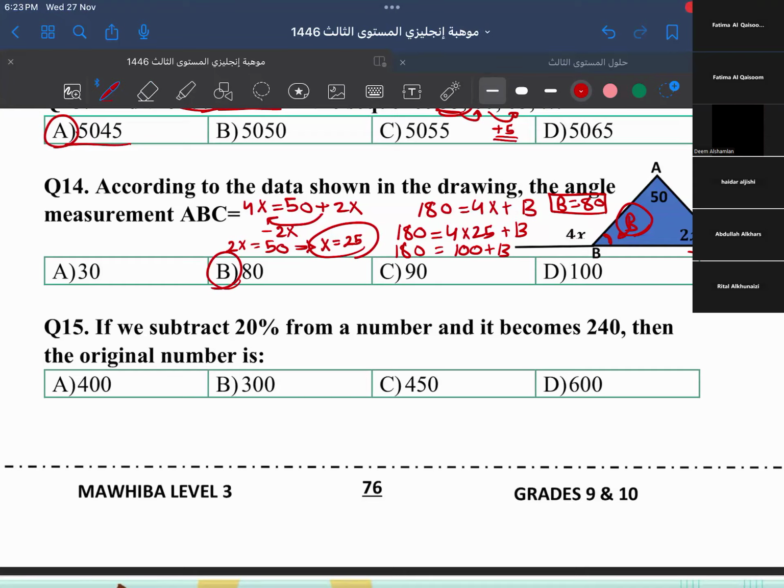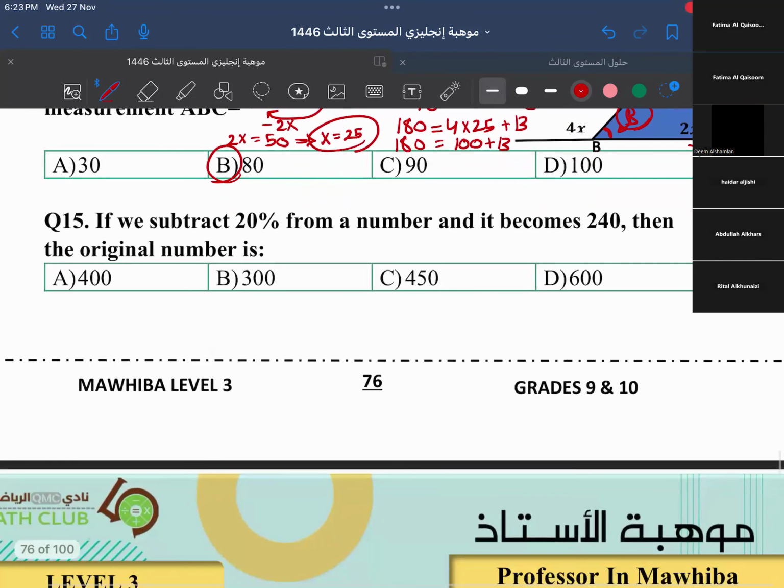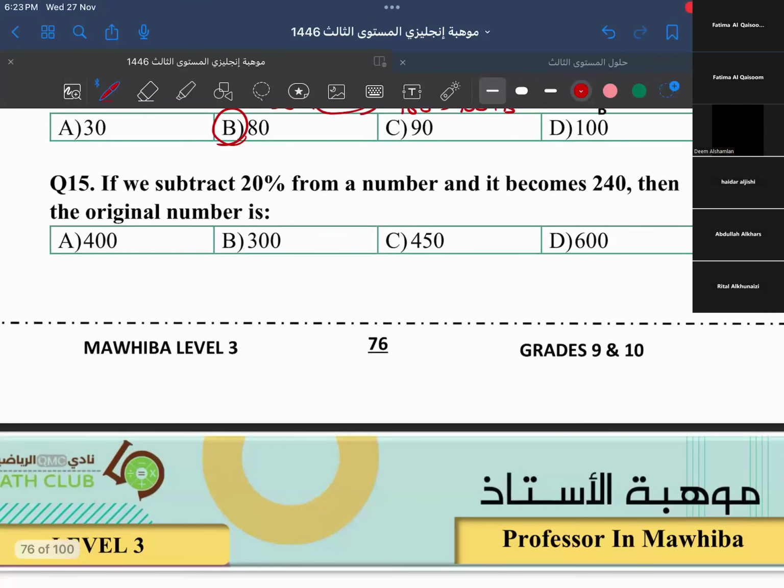So is it clear? How did we get the angle B? Yeah, it's clear. Okay. يلا, question 15.